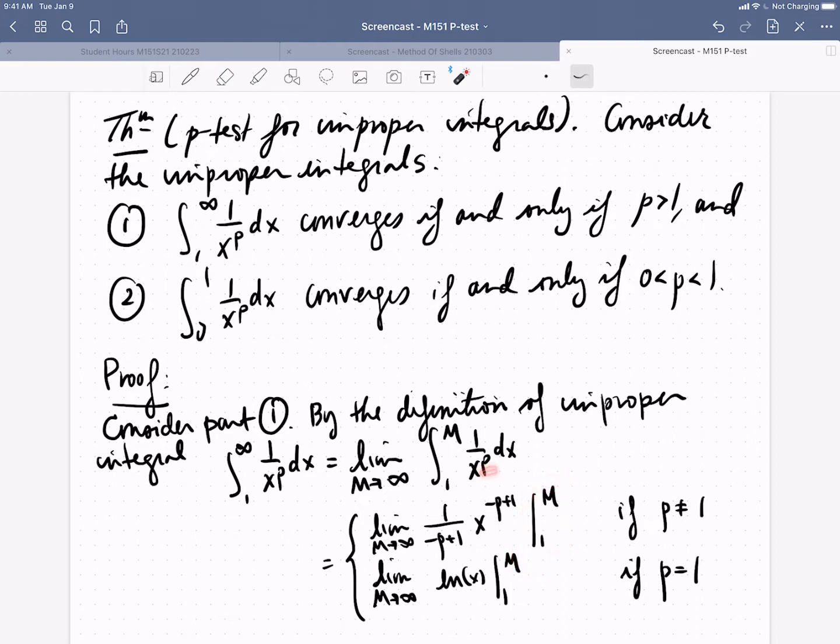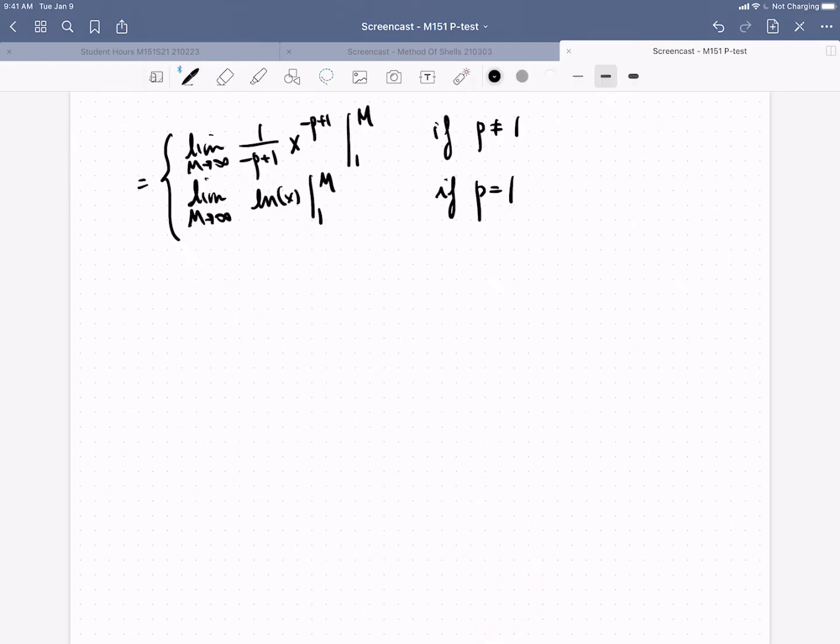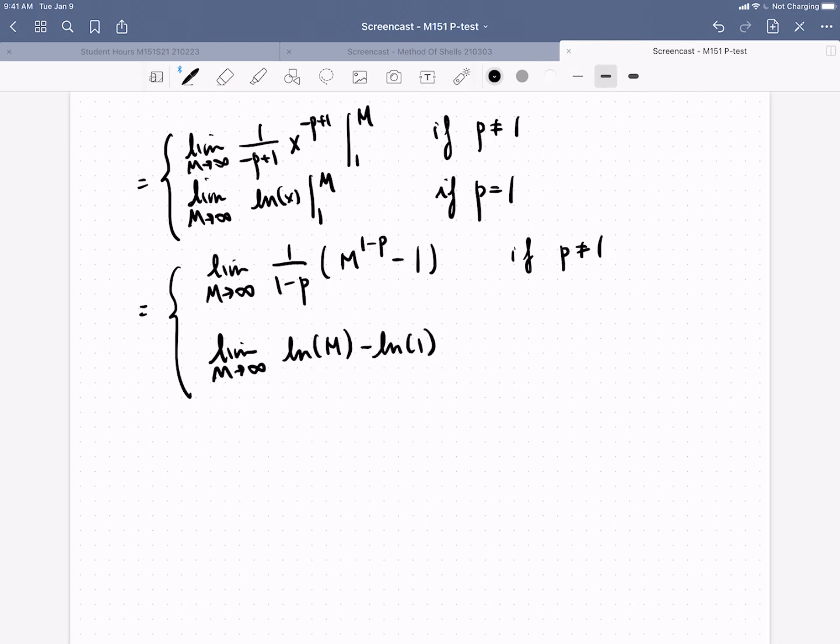But if p is 1, then the antiderivative of 1 over x is natural log of x. And so applying the fundamental theorem of calculus, we do that. So continuing on, and you know that the log of 1 is 0, so we'll just get rid of that right now. We'll evaluate the limits of each of these separately. Let's look at the second one.